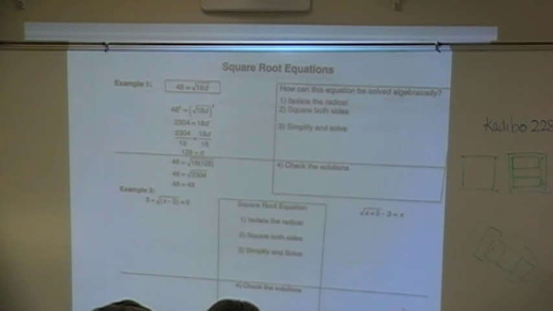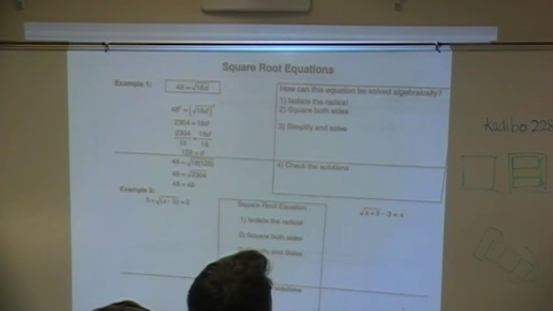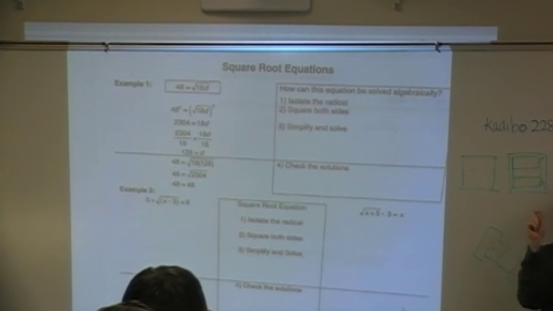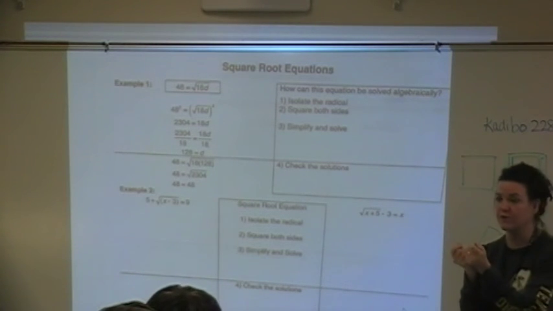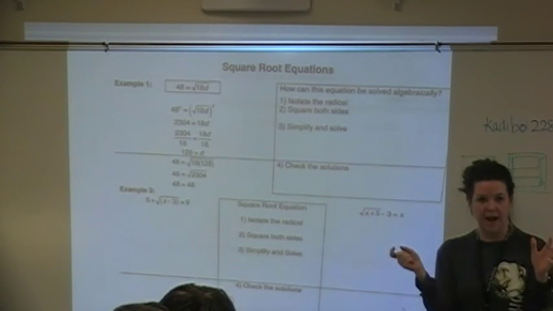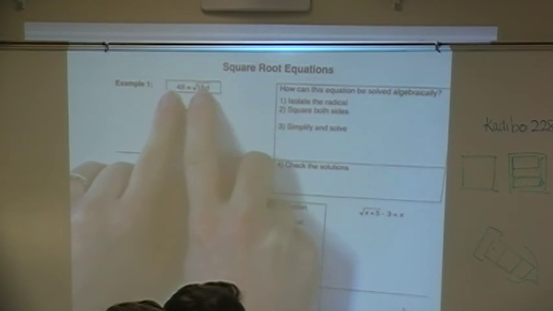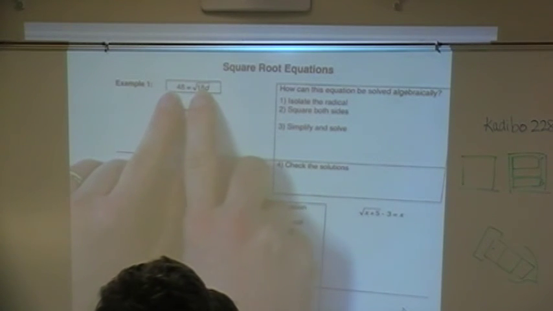The first and most important thing you need to know is that you must isolate the radical. That means whatever is over there with the radical, it all needs to be in the house. So you're going to get rid of any outside-the-house pieces. Now, in this case, everything was already inside the house. So they kind of skipped that step because there wasn't anything to do. You didn't have to isolate it because it was already isolated.